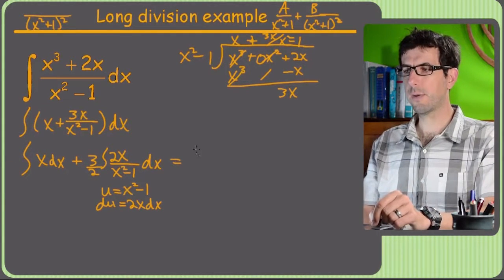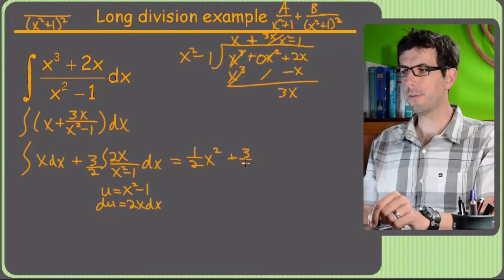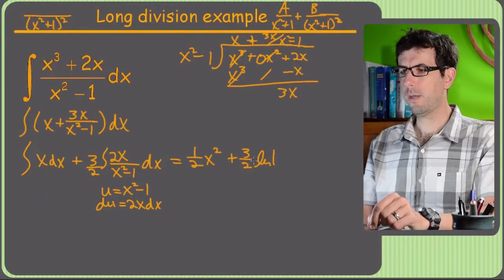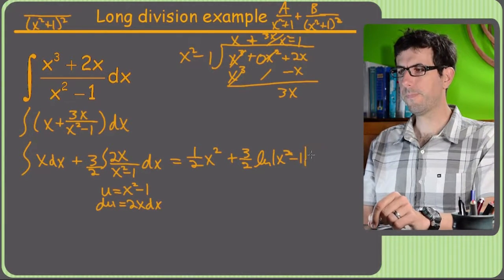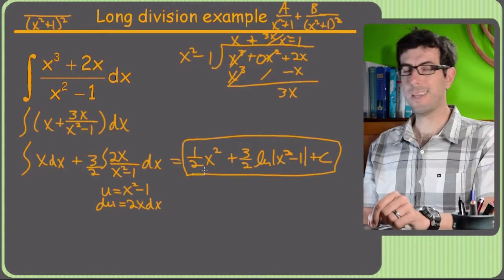So that first one's going to integrate to 1/2 x squared, and the second term is going to be 3/2. And this was 1 over u, so this is just the ln of u, and u was x squared minus 1. Alright, so that turned out to be nice and easy.